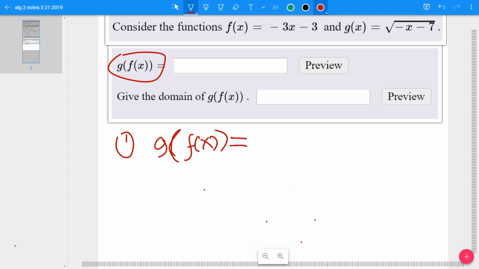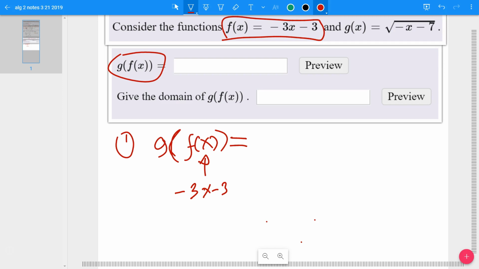And remember, f of x is right here. This is f of x. You see that? The expression that represents it is negative 3x minus 3. Remember, f of x is negative 3x minus 3, and then you stick this negative 3x minus 3 into the function g.